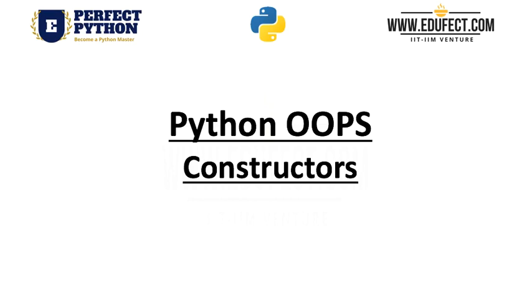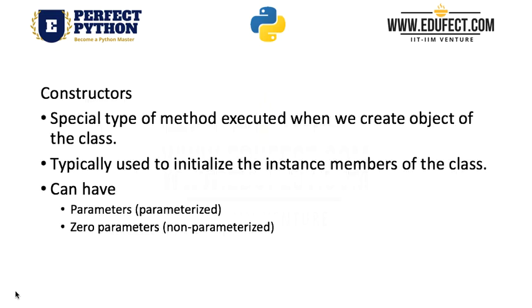In this lesson on Python OOPS, we will learn about constructors. So what is a constructor? A constructor is a special type of method which gets executed when we create an object of a class. So when we are creating that object, the constructor is that special method that gets executed.